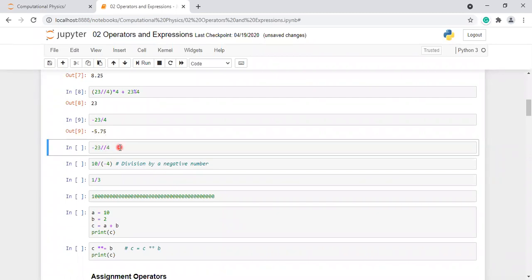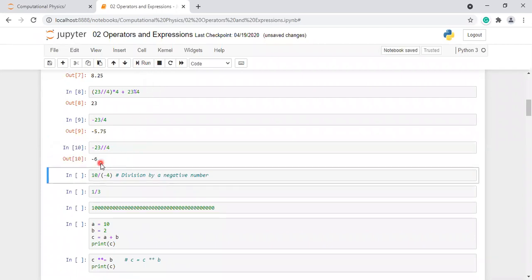If you look at it, minus 5 or minus 6? We should run this and we should get minus 6, because the integer which is just less than minus 5.75 is minus 6. We should consider the integer which is just less than this: minus 6. This is the floor division.